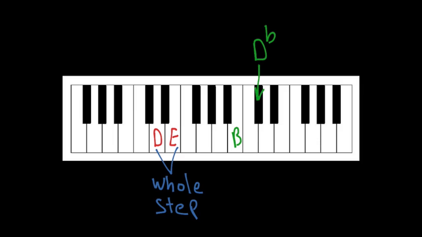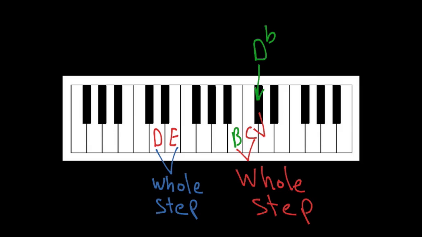One way to figure this out is to count the half steps in between each note. We're going from B to C, which is one half step, and then C up to the next black key, which is one more half step. So two half steps equal a whole step.